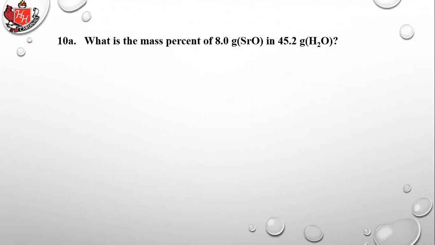What is the mass percent of 8 grams of strontium oxide in 45.2 grams of water? Okay, so for mass percent, everything has to be in grams, and you can see that it is here. So mass percent equals grams of solute, that's SrO, over grams of solution. Now that's not water. The solution is not the water. It's the SrO plus the water. It's the two of them together. That's the solution. And then you multiply that by 100%.